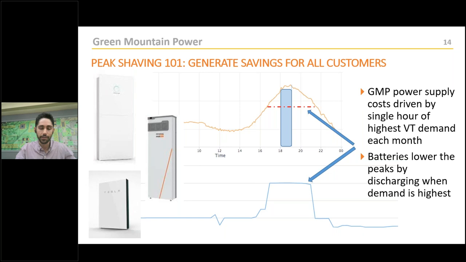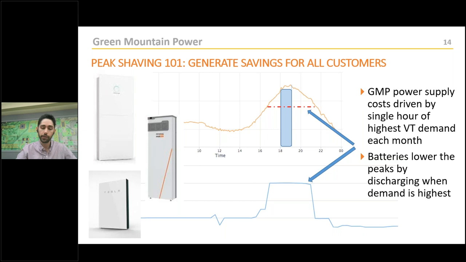Apologies if this first slide is a little bit elementary to anyone here, but the underpinning of a lot of the programs we've launched is the value that we reap from our battery storage programs that makes all the numbers pencil out. And that's that our power supply costs are driven largely by the single highest hour of demand statewide in Vermont in each month, and then the highest hour of demand region-wide in New England. We're in the ISO New England territory for the entire year.